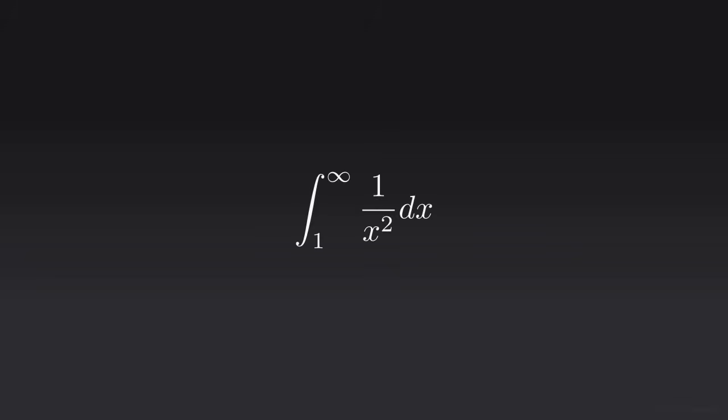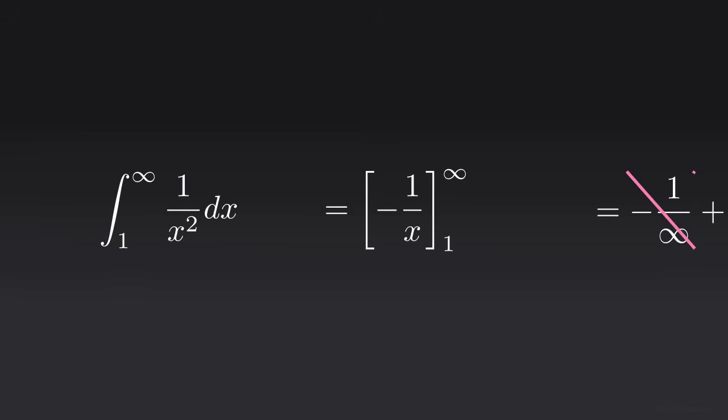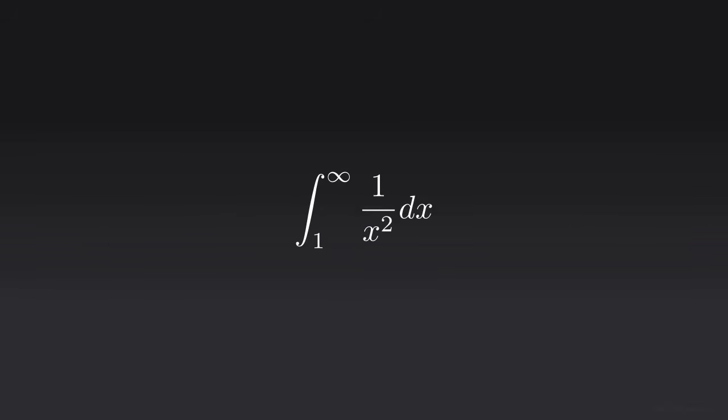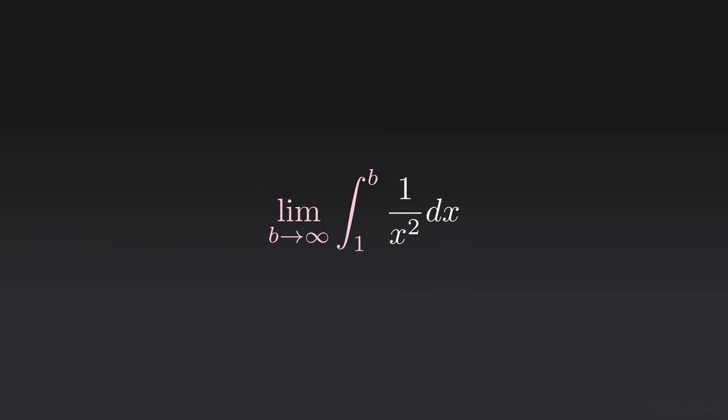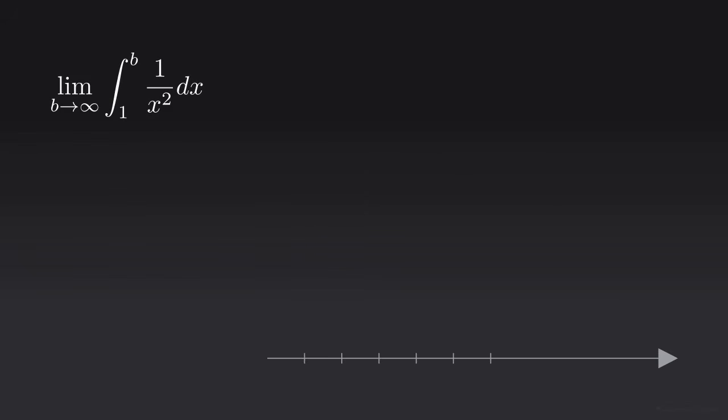To calculate this, we have to break the habit of treating infinity like a normal number. You can't plug a symbol into an equation. Instead, we use a placeholder variable, b, to represent a finite stopping point that we can push further and further out. We use limit notation, the limit as b approaches infinity for the integral from 1 to b.